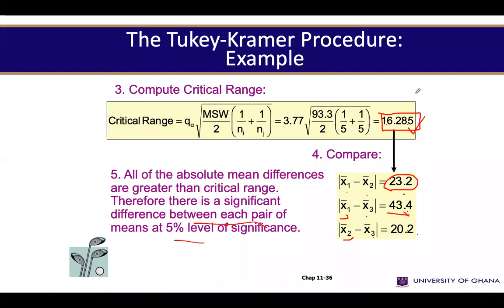So when you really check, you realize that the mean for the first group is not the same as that of the second group, and also it's not the same as that of the third group. Basically, that is what we are saying. All of the absolute mean differences are greater than the critical range. Therefore, there's a significant difference between each pair of means at the 5% level of significance.